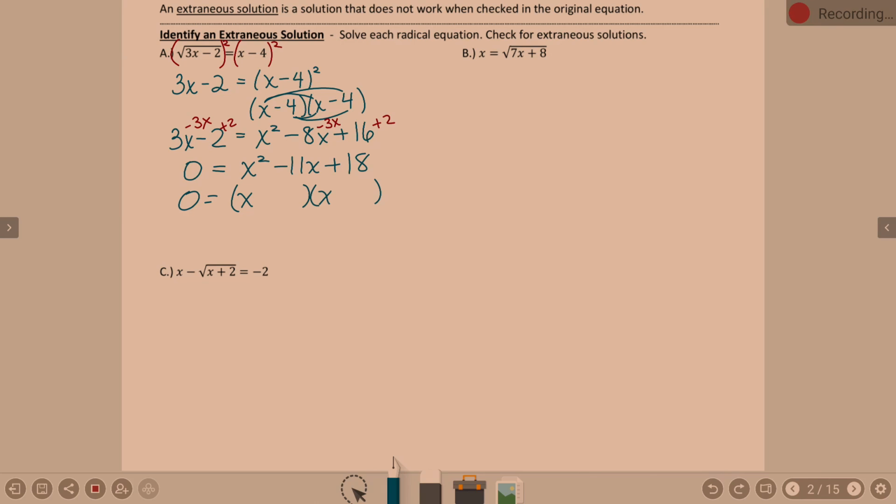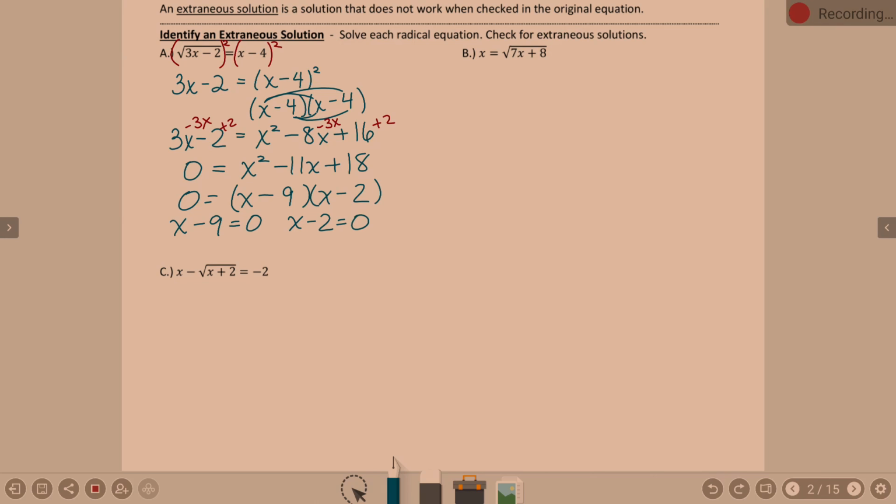Okay, negative 9 and negative 2, right? You need 9 and 2 to get 18 and add to be 11. In order to multiply to be a positive, they have to be the same sign. In order to add to be a negative, they're both going to be negatives. So we have x minus 9 and x minus 2. Now that we have those two factors, we do what with each of them? We're not done yet. We have to set each of them equal to 0.